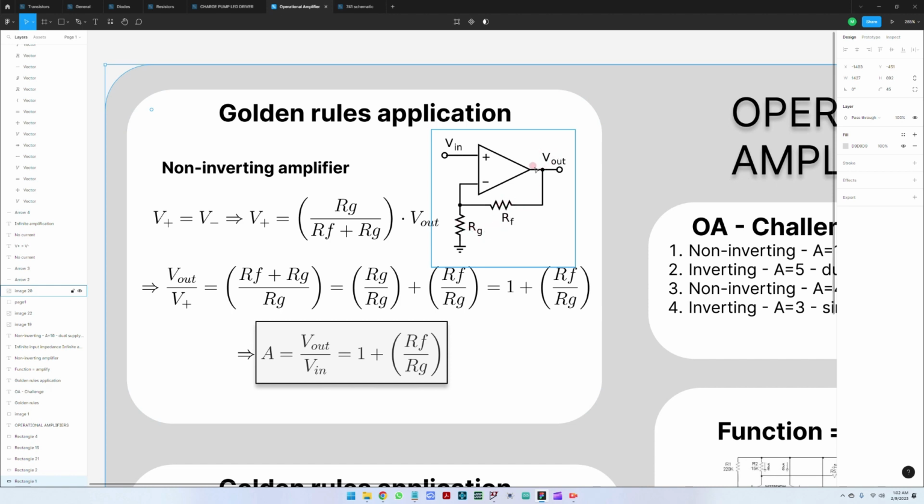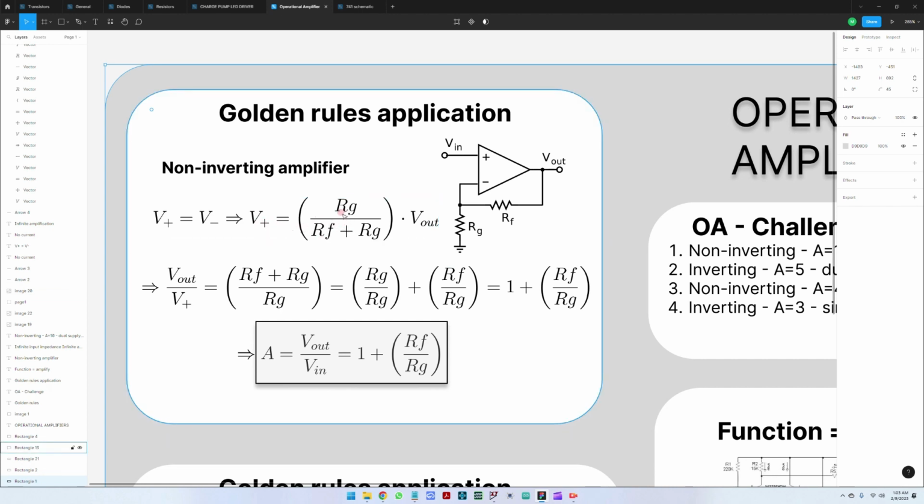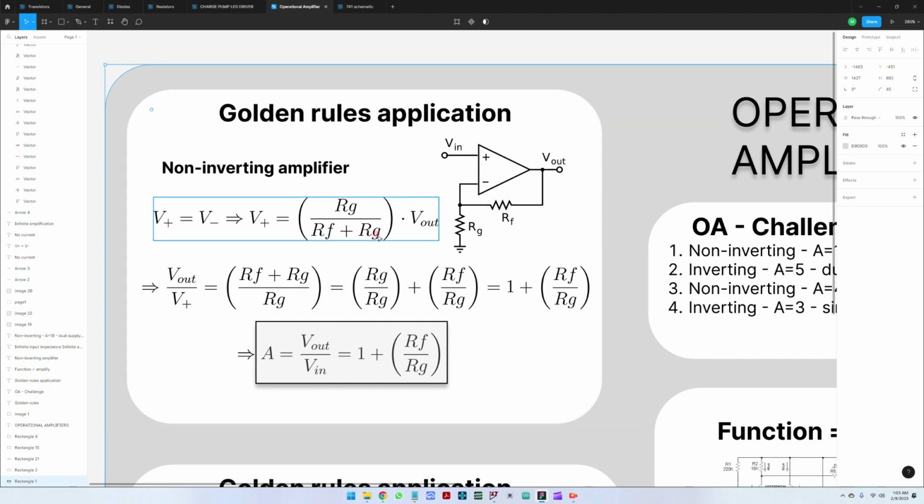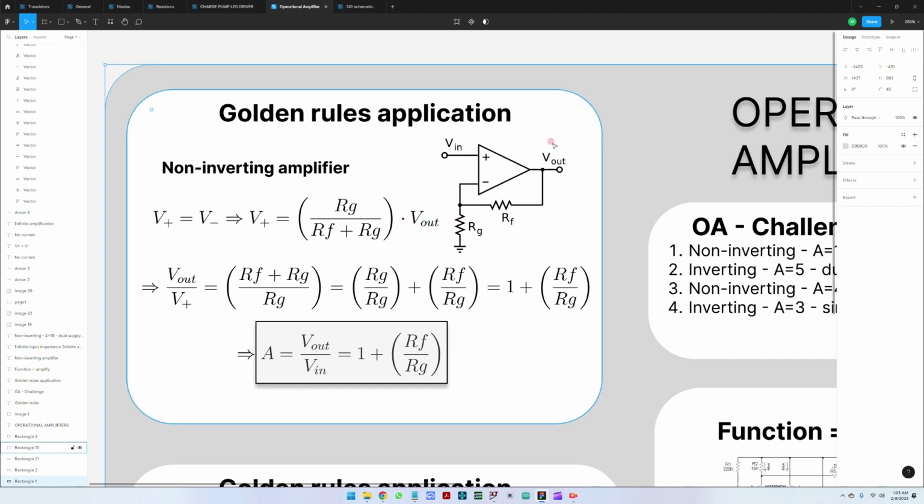So we have the output voltage, which is divided by Rg and Rf, and it's equal to the input voltage. So V plus is a voltage divider, which is Rg over Rf plus Rg. More information about the voltage divider can be found in the basic electronics resistors video. And this is times V out, or the output voltage.